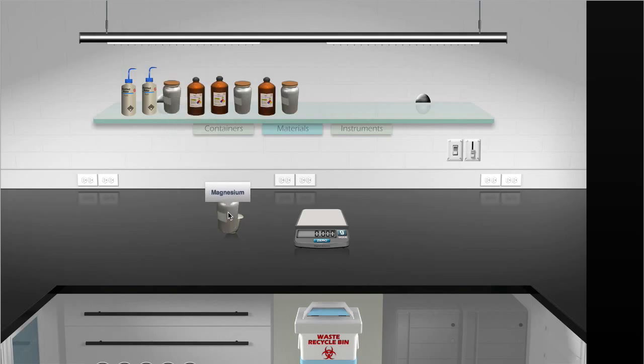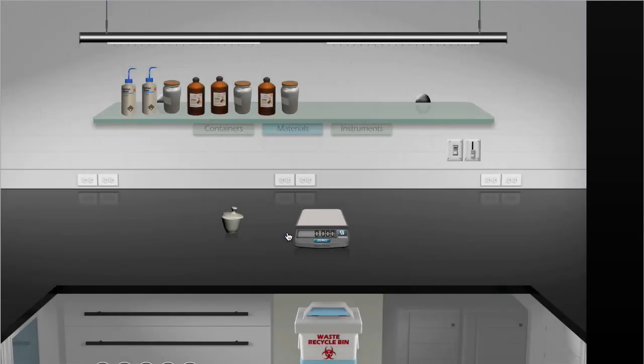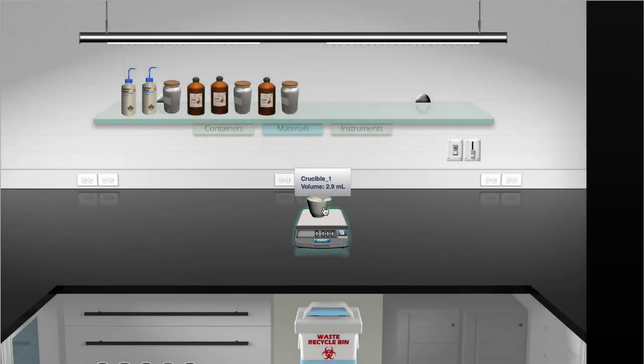We drag the magnesium over to the crucible, and we're going to add 5 grams for this experiment. Then we're going to place the crucible with the magnesium in it on the balance, record the mass, which is 93 grams, and remove the crucible from the balance.